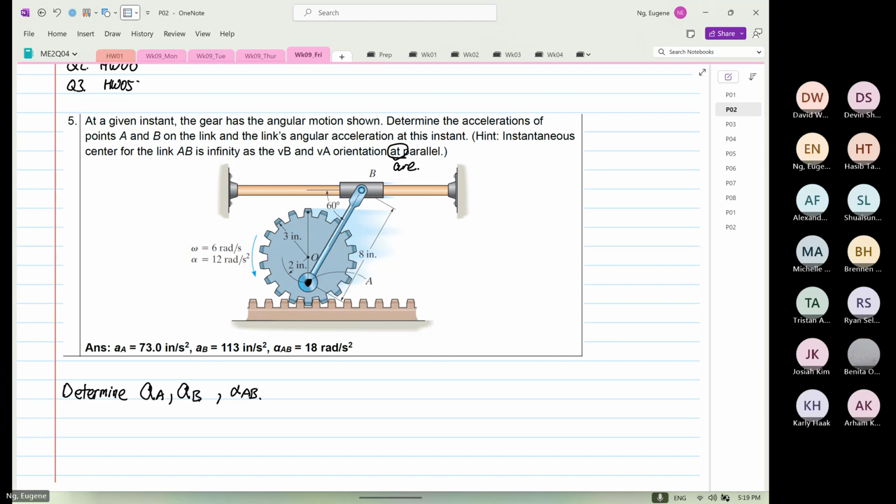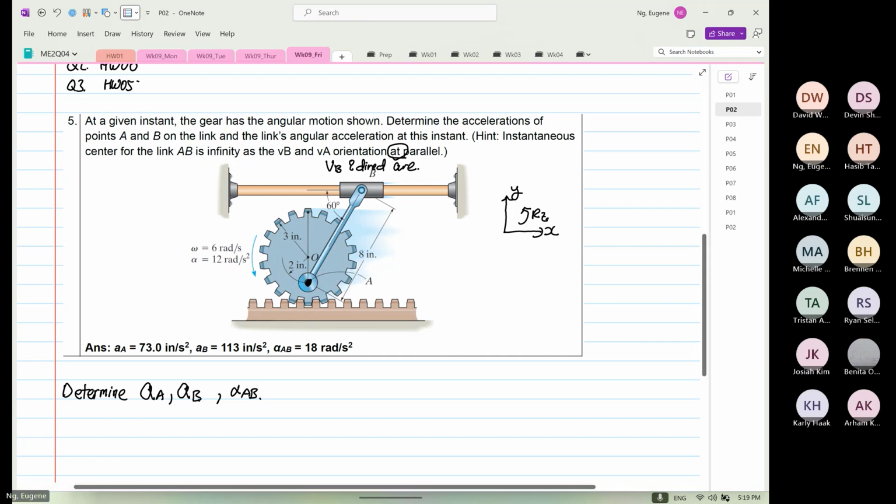If we look at this structure only, we know that VB, so we draw a transformation first. This is X, Y, and this is rotation about Z. And we know that VB is only in the I direction, right? It cannot move anywhere.